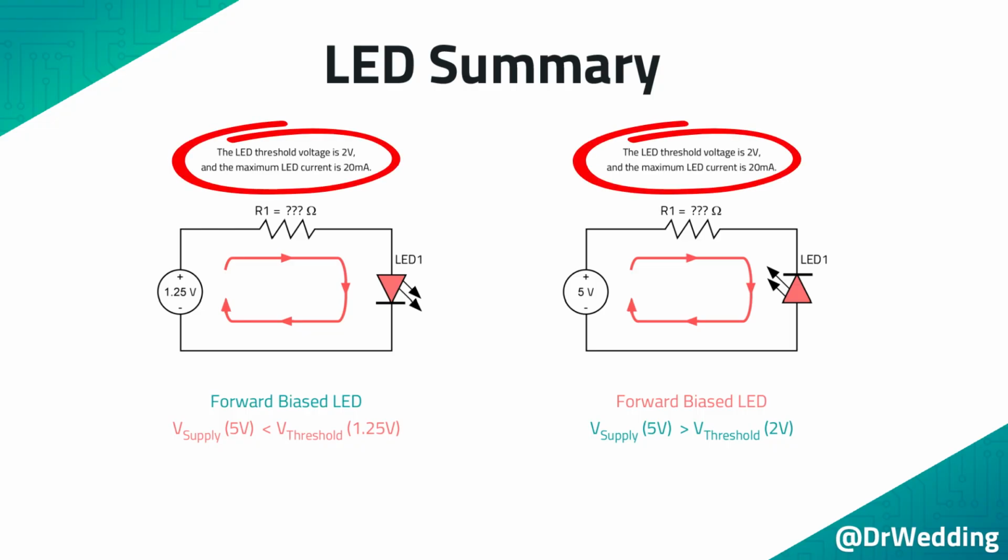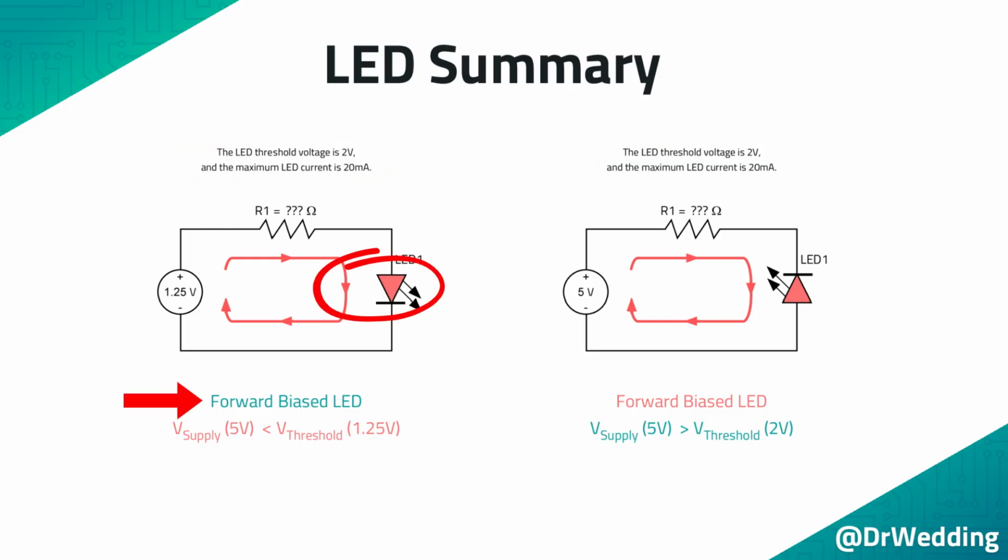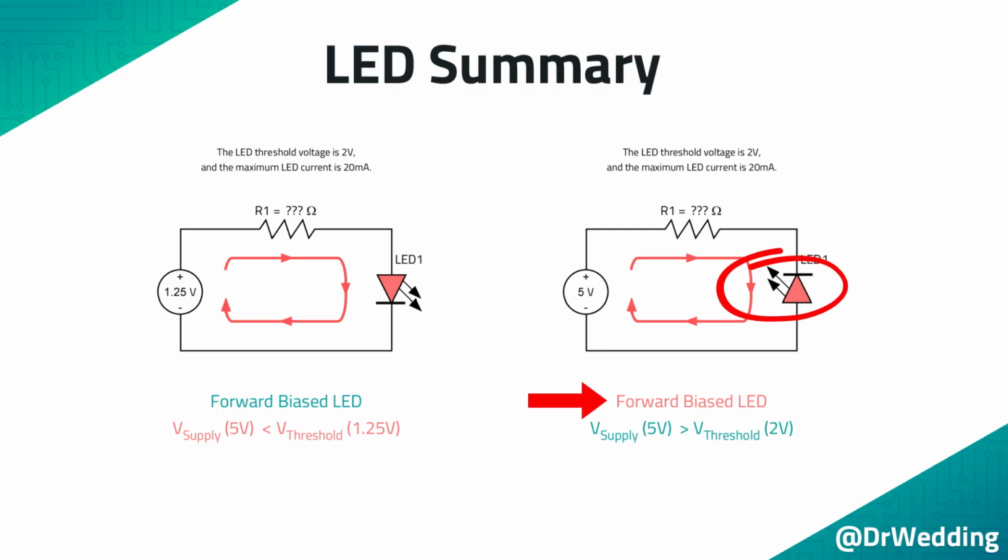As before, the LEDs in these two circuits have a threshold voltage of 2 volts and a maximum current of 20 milliamps. The LED shown on the left is forward biased, but the supply voltage is less than the threshold voltage. This means you can't use the equation to find the current limiting resistor for this circuit, and the LED will not turn on. The LED shown on the right has a supply voltage that is greater than the threshold voltage, but it is reverse biased. This means you can't use the equation to find the current limiting resistor for this circuit, and the LED will not turn on.